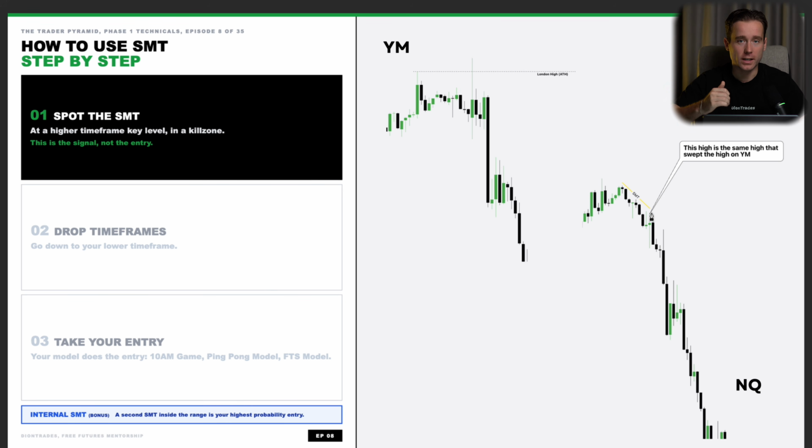Next up is dropping time frames. Just like every other confluence, like a fair value gap and an order block, if you trade an SMT on the 1 minute, you're going to see bullish and bearish SMTs everywhere.